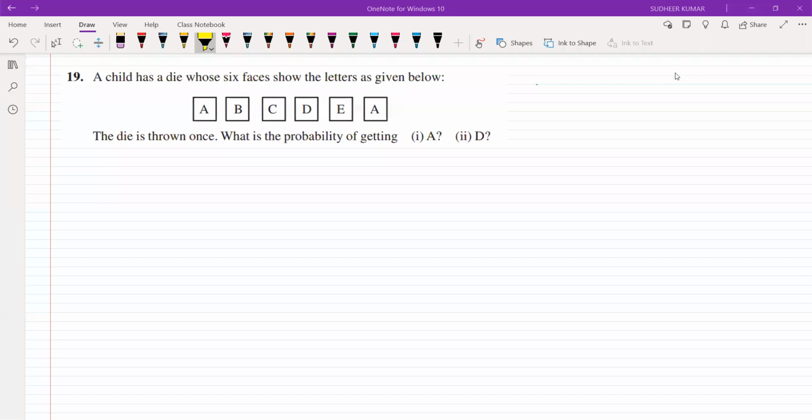A child has a die whose 6 faces show the letters given below. These are not 1, 2, 3, 4, 5, 6. They are A, B, C, D, E, and A is repeated. The die is thrown once. So when the die is thrown once, total possibilities are 6 only, right? Number of total possible outcomes.